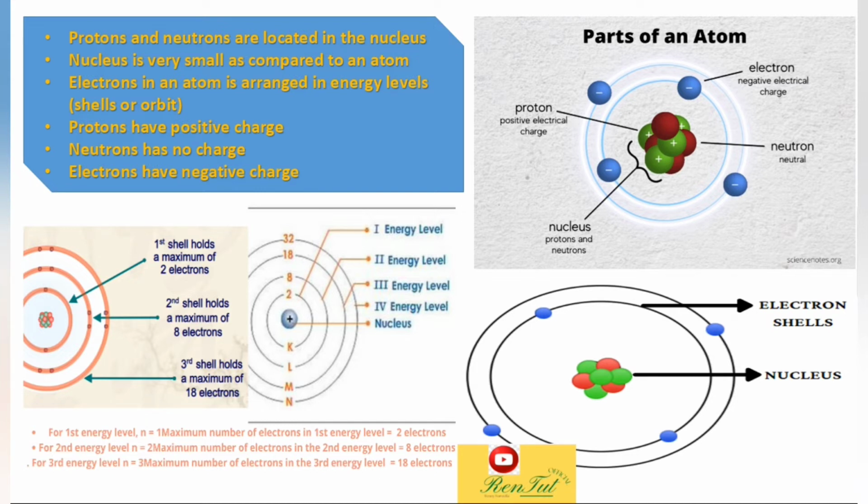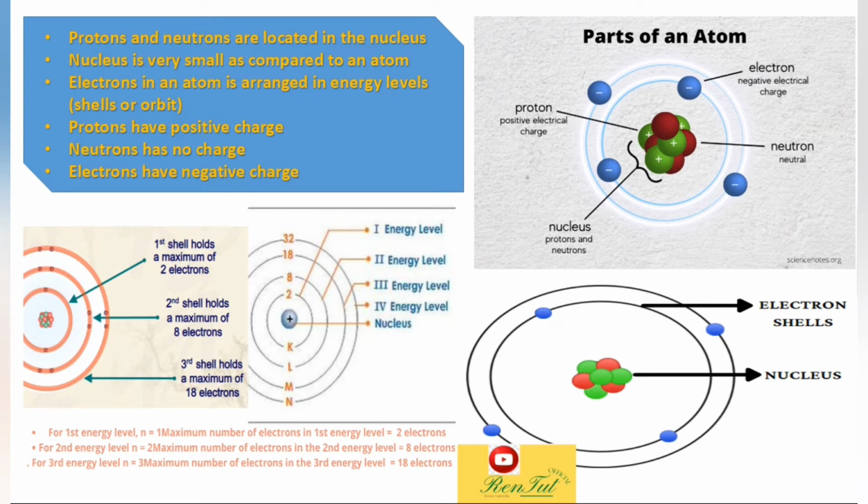Then you can go to the second energy level, where n is equal to 2, and the maximum number of electrons which can be stored there is 8. Then we have the third energy level, where n is equal to 3, and the maximum number of electrons which can be stored in the third orbit is 18. Now this keeps on going. These electrons revolving around the nucleus, we call them electron shells, or we call them orbits. It is all one and the same.